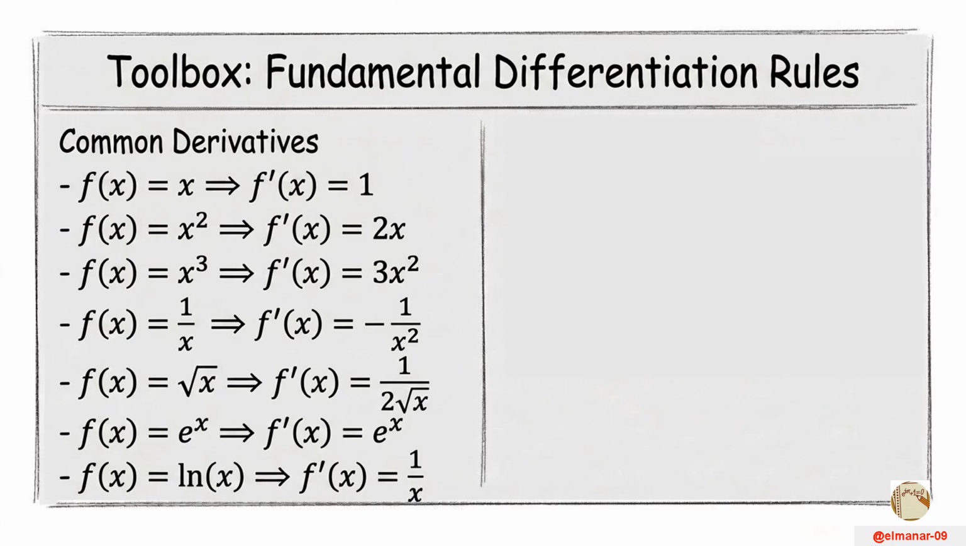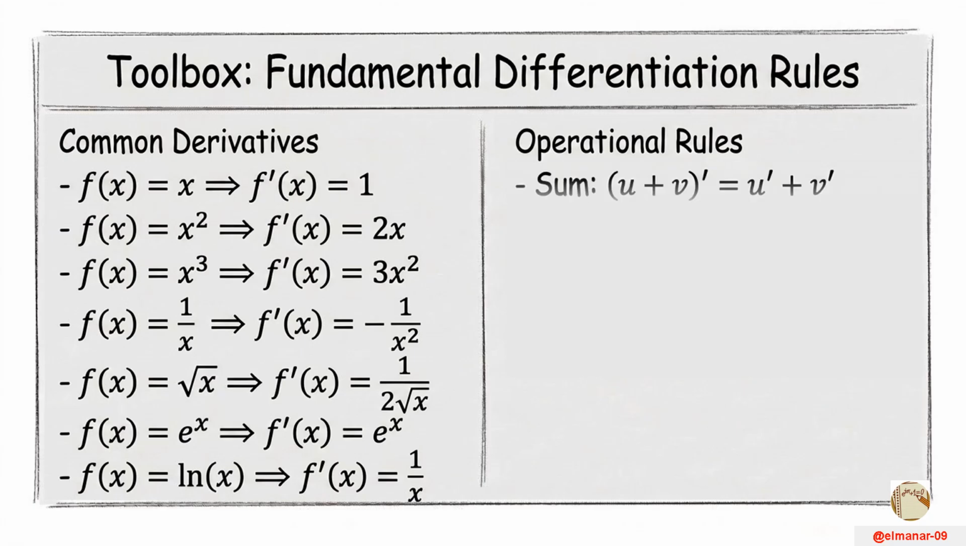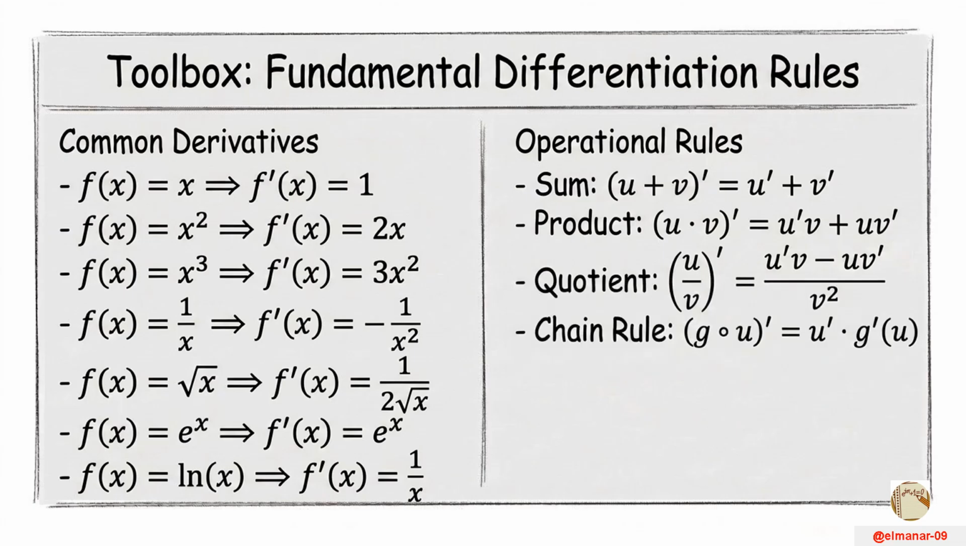Exponential e to the x is special because it stays e to the x, and ln of x becomes 1 over x. On the right are the operational rules for combining them: the sum rule, the product rule, the quotient rule, and the powerful chain rule for composite functions. Practice these until they feel like second nature, and you'll be able to differentiate anything.